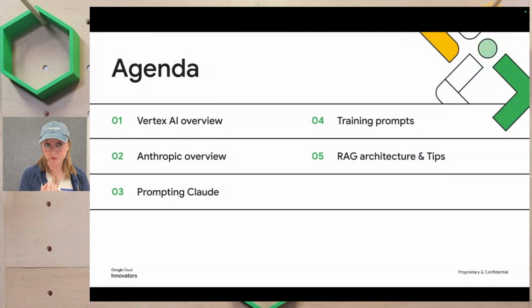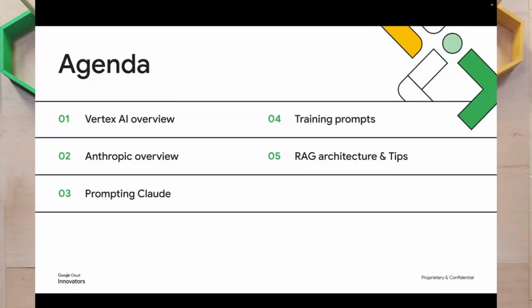Of course, this week's topic is Anthropic's Claude models on Vertex AI. We're going to be talking about prompt engineering and doing a deep dive into best practices. But let's go over our agenda today. Of course, we will be doing a Vertex AI overview. We're then going to be doing an Anthropic overview to get an idea of what that is and how that works. We'll then move over to prompting Claude, very exciting topic. And then we'll talk about training prompts and move on to RAG architecture and tips.